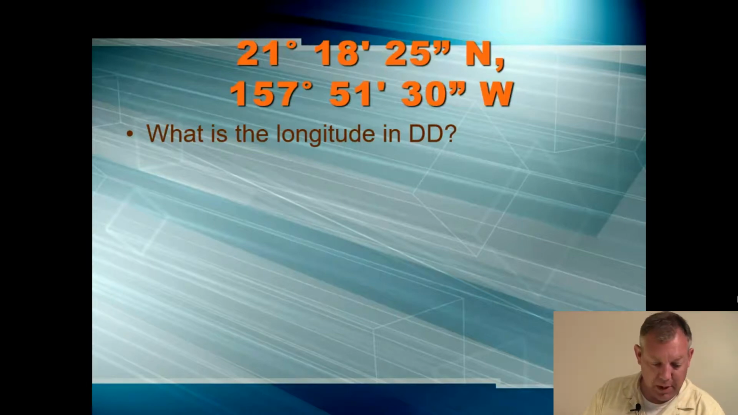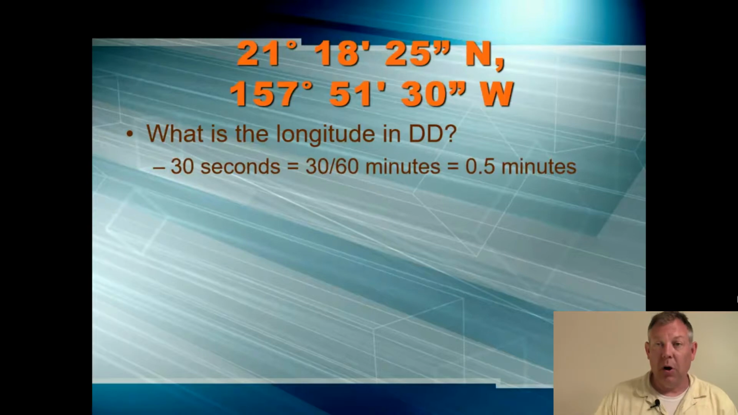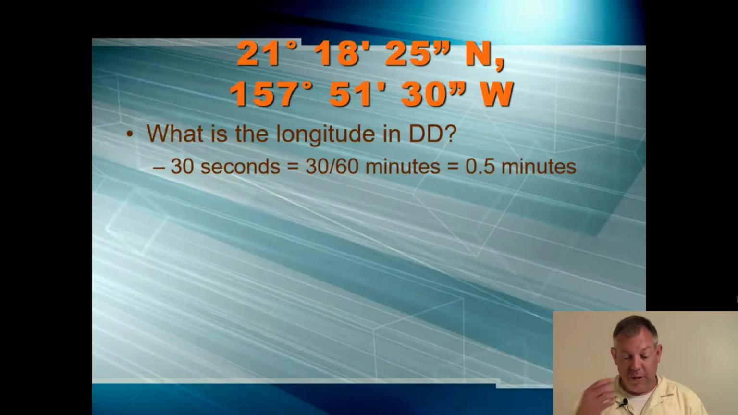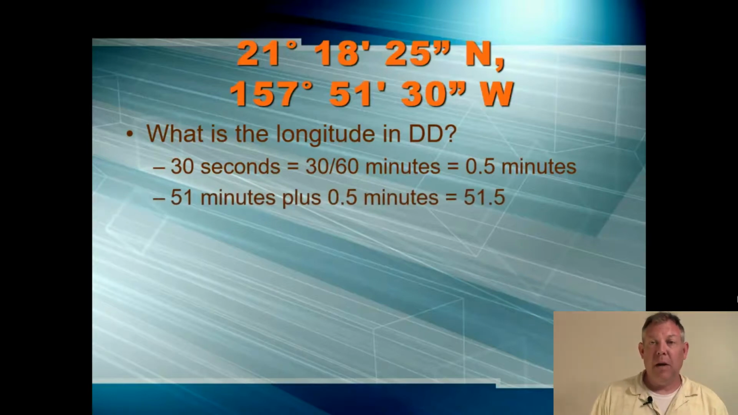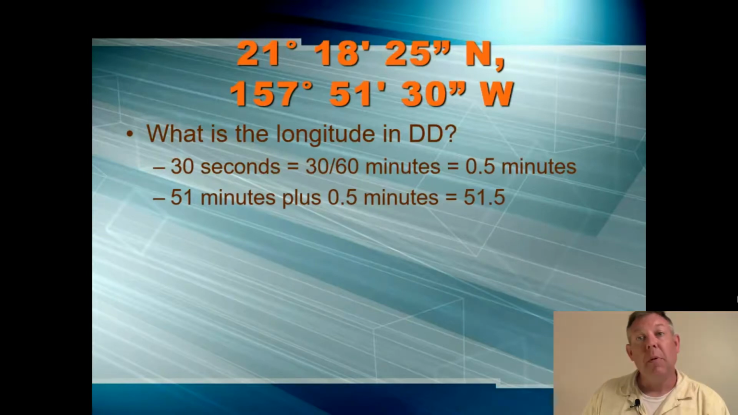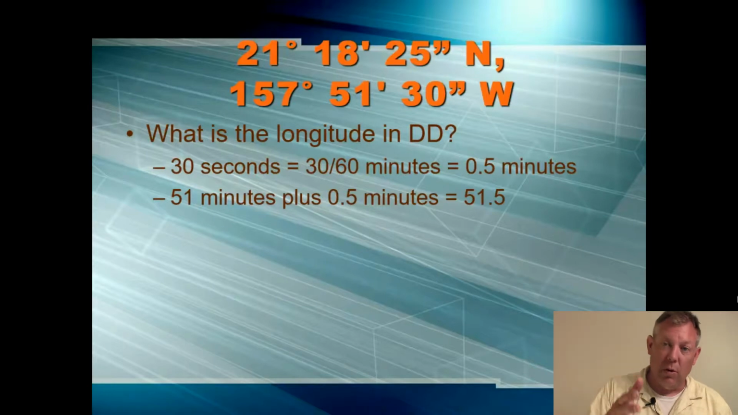Let's see if you got the same answer I did. Again, we start with the smallest unit, which is 30 seconds. We know that that is a fraction of a minute. What's the fraction? 0.5. It's half a minute. So I got 51 minutes plus a half a minute. That's 51.5 minutes. But we still need to convert that to degrees.